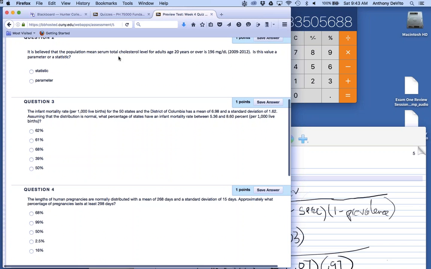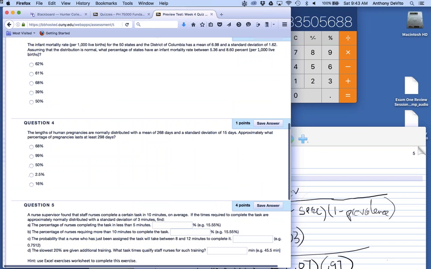It is believed that the population mean total cholesterol of adults 20 years or older is 196. Is this value a parameter or a statistic? In this case, we're talking about a parameter because we're talking about the population mean.